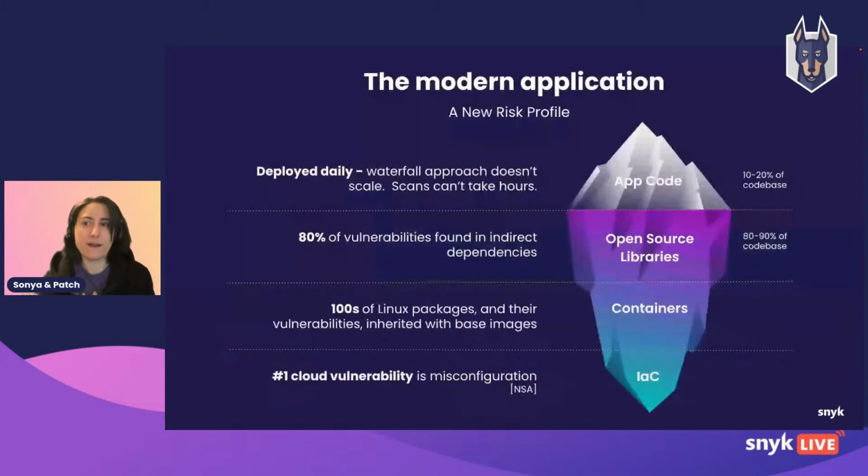Cool. So now I hope we have a better understanding of the modern application and the new risk profile that it brings. At the tip of the iceberg, you have the application code, which represents 10 to 20% of the code base. Then you have the open source libraries that we bring, which could potentially bring vulnerabilities too, and this represents 80 to 90% of our code base. There are also the container layers when we containerize our applications, and obviously the infrastructure as code with misconfiguration that could bring vulnerabilities as well.